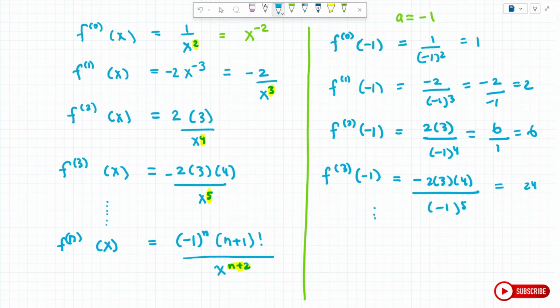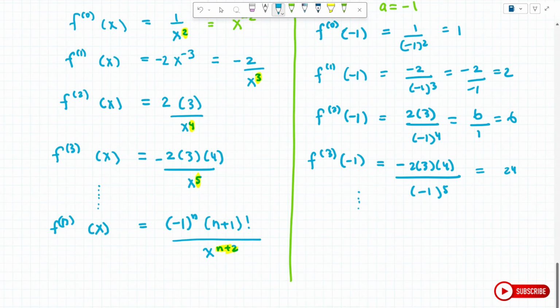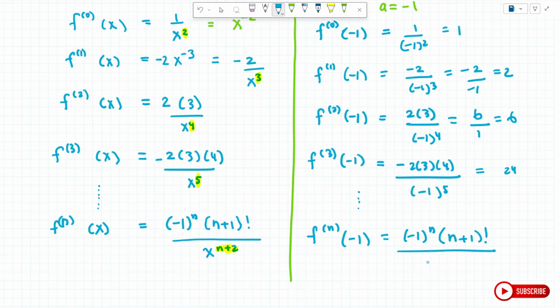Okay, so let's do the same thing and see if we can find a general pattern that describes our nth derivative evaluated at x equals negative 1. So here, let's write that out. f^(n) of negative 1. And so here, same thing, we see the negative flip-flops. So we're going negative 1 to the power of n. And then here we have (n+1) factorial. So we can pretty much copy everything from our generic form that we found on this side.